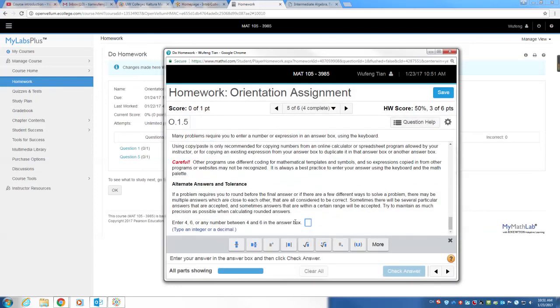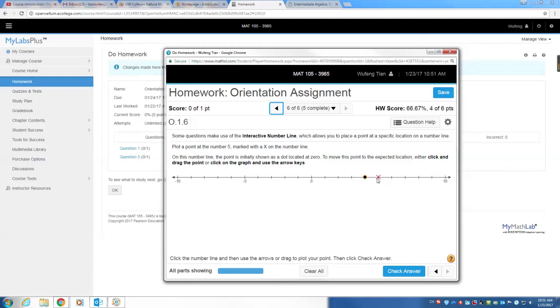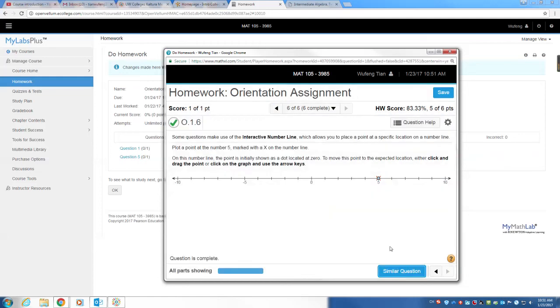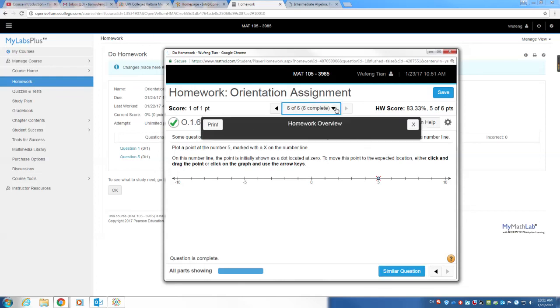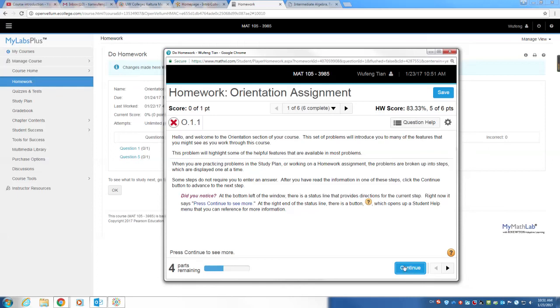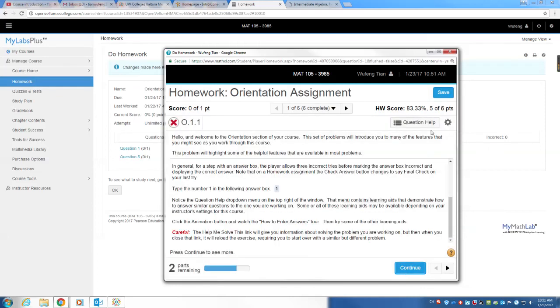Continue. Type in 4, 5, or any number between 4 and 5. So 4.6, so just type in 4. It's fine. Next question. So shift to this one to 5. And you are done. Wait, did I miss something? Oh, number 1. I'll continue. Type 1. Check answer, because I didn't save the best answer, I think.